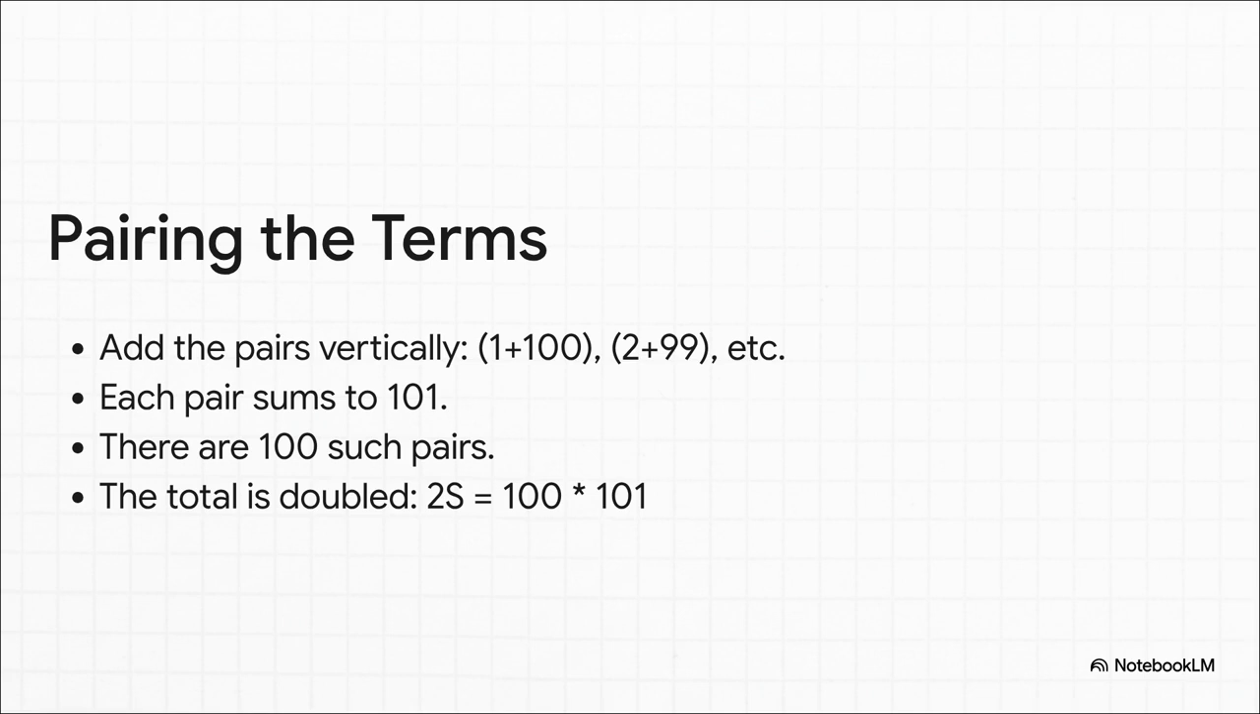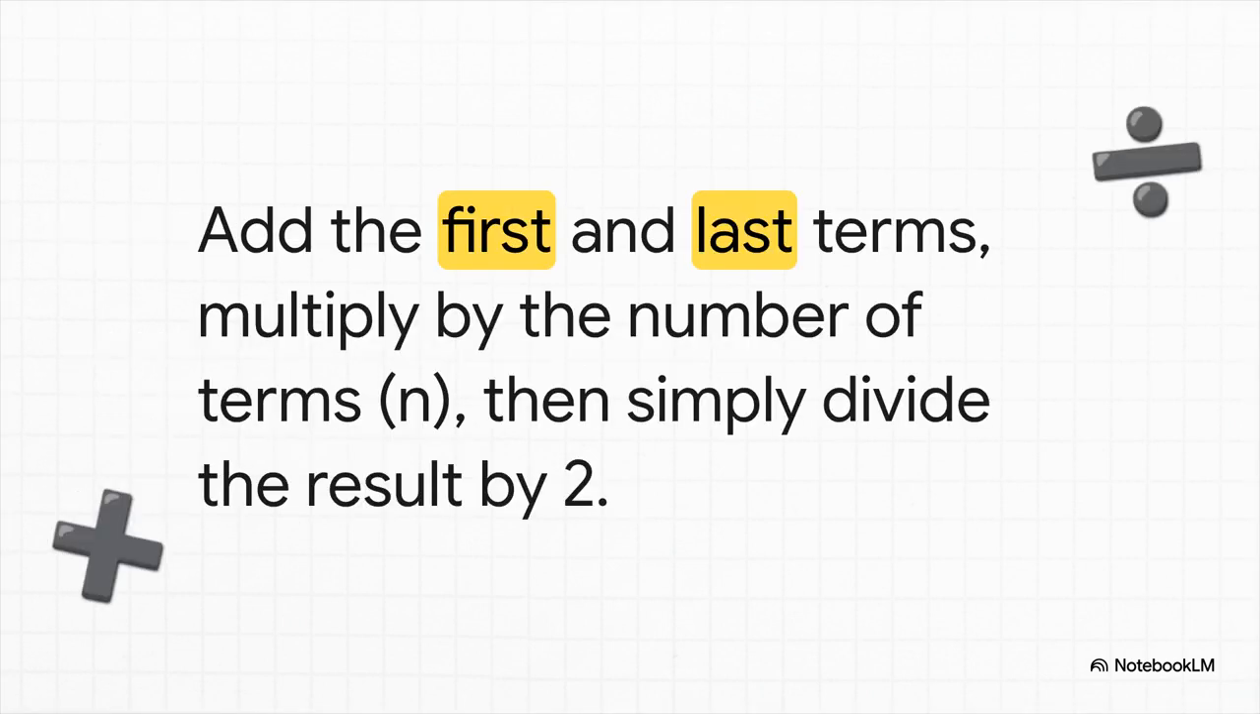Since there were 100 pairs, the total sum of all those pairs was just 100 times 101. But hang on, he used 2 lists, so that answer is double what he actually needs. So the final genius step, he just divided the whole thing by 2. And that clever little trick gives us this universal formula for the sum of any arithmetic sequence. You just take the number of terms, n, and you multiply it by the sum of the very first term and the very last term. Then, just like Gauss did, you chop the result in half.